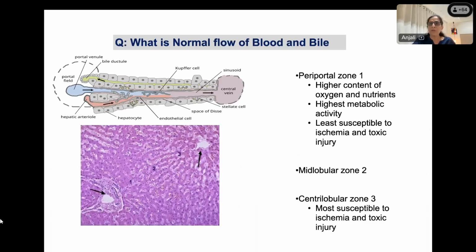This is important because the periportal zone has the highest concentration of oxygen, and it has the highest activity, while zone 3 is most susceptible to ischemia and toxic injury. So for any drug related or ischemic injury, we see changes mainly in zone 3 as compared to zone 1. And rest all, like features of chronic hepatitis, etc., are all concentrated in zone 1.